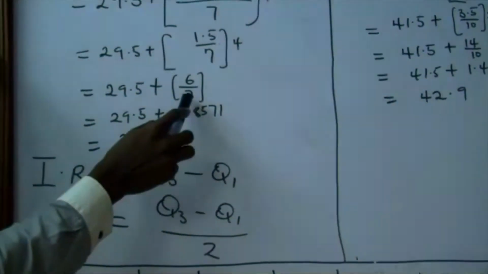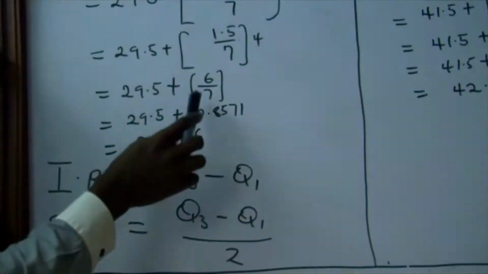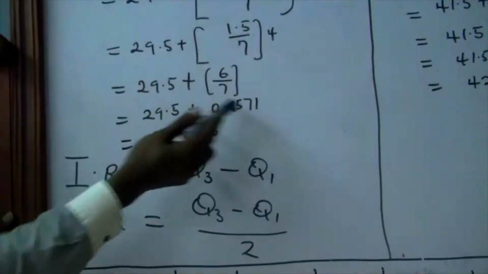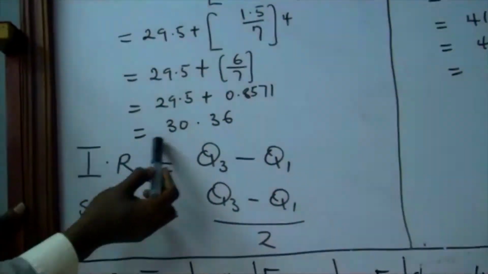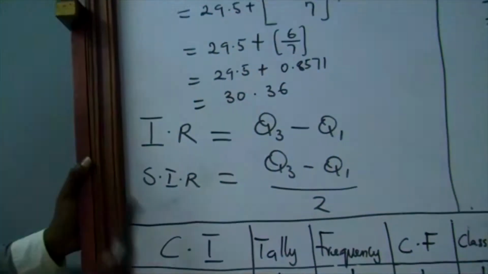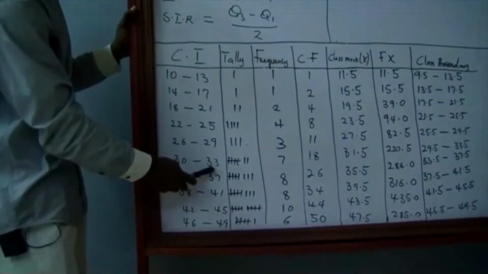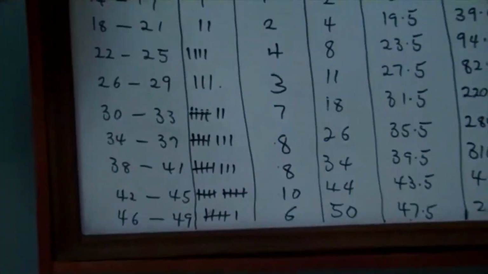Then 6 over 7 will give me 0.8571. So add it together with this: 29.5 plus 0.8571, we have 30.36. So if I come back to the class, the first quartile class, 30 to 33, you realize that our first quartile actually is exactly lying inside the class.